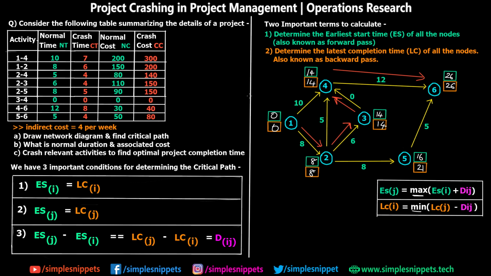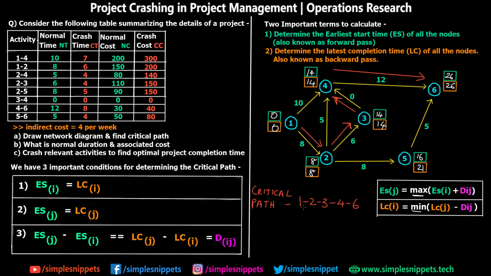But according to the definition, the critical path is the longest path. And the length of the path is defined by the length of the weeks, right? So the value of the weeks. So when you add up all these values, that is 8 plus 6 plus 0 plus 12, this path is basically going to be the longest one. So that's why we have to define that one as the critical path. Okay, so let me just write down the critical path.